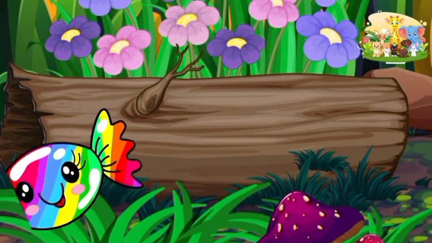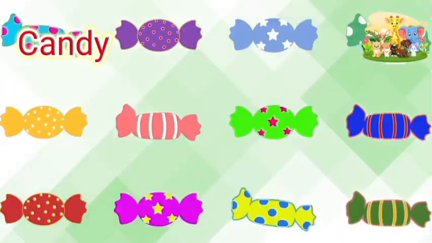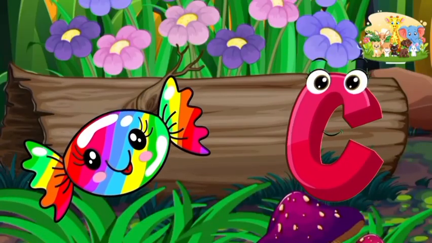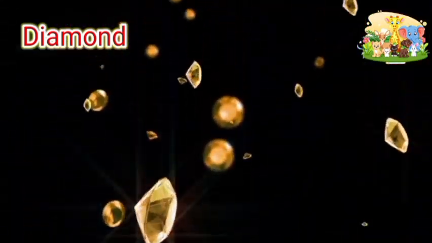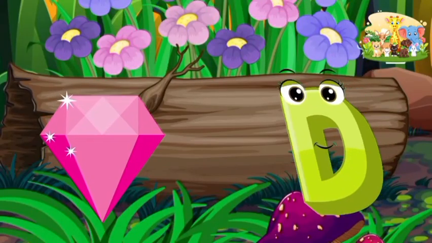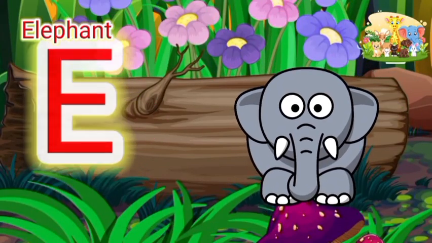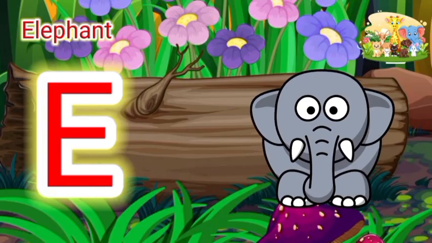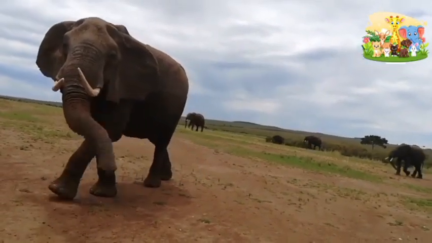C is for candy. C, candy. D is for diamond. D, diamond. E is for elephant. E, elephant.